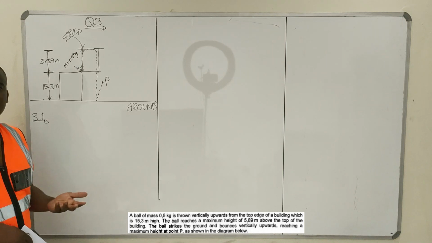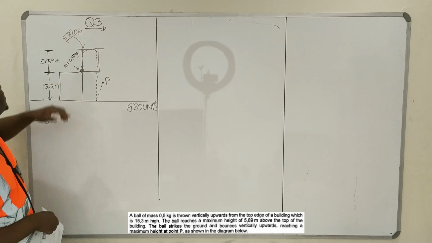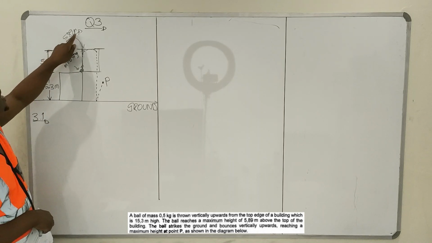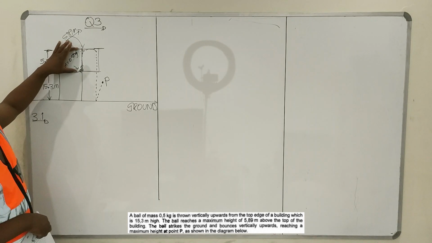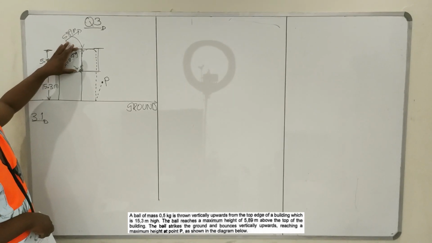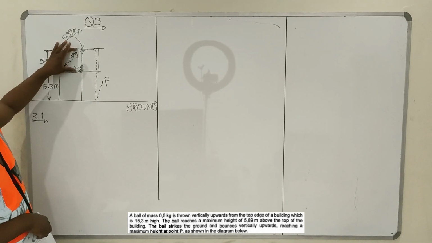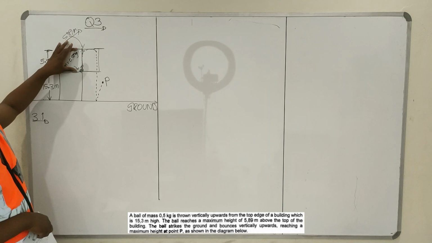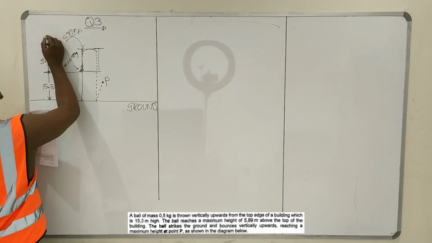What is the change in position called? You know that it has changed position by 5.89 meters, because that's the maximum height it reached from the top of the building. So the change in position from here to here is 5.89. What is the change in position called? It's called the displacement.